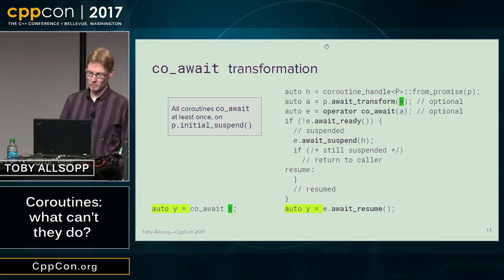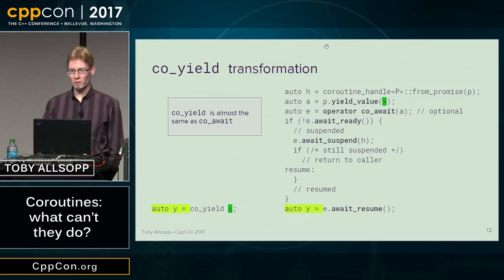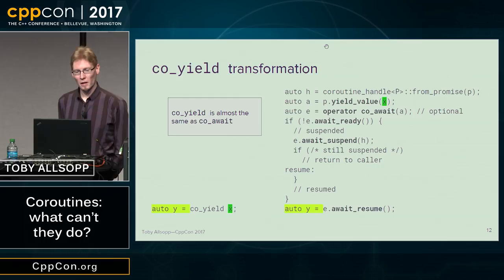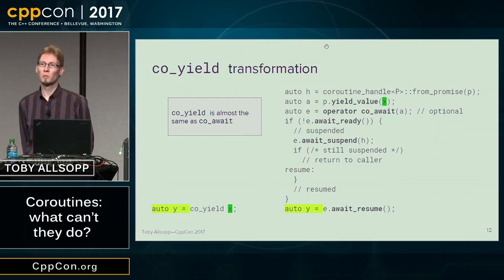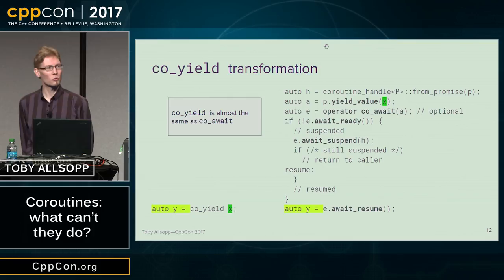So co-yield is the third of the new keywords. And if you weren't looking carefully, you might not have seen anything change on the screen there. It's pretty much exactly the same as co-await. Two differences. One is the first customization point that the promise gets a crack at is called yield value instead of await transform. The other is it sits in a slightly different point in the grammar, so the precedence rules are different. But otherwise, it works exactly the same.